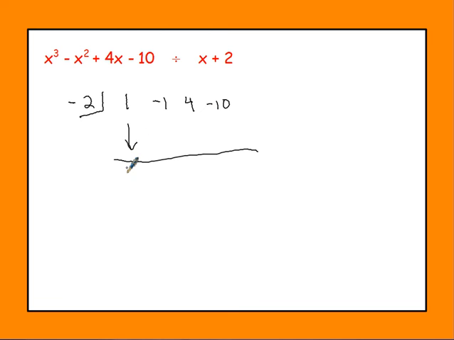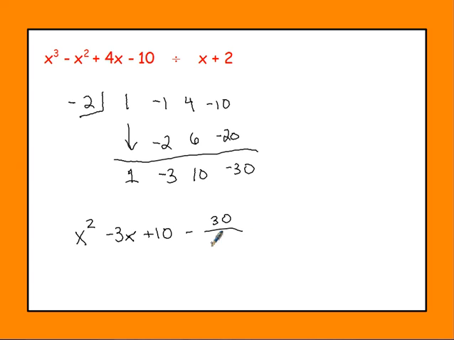First step, drop the first number. Multiply: negative 2 times 1 is negative 2. Add: negative 1 plus negative 2 is negative 3. Multiply: negative 2 times negative 3 is a positive 6. Add: 4 plus 6 is a positive 10. Negative 2 times 10 is negative 20. Add gives me negative 30. And again, what does this represent? This is my remainder, my constant, my x squared. So what's my final answer? x squared minus 3x plus 10 minus 30 over x plus 2.